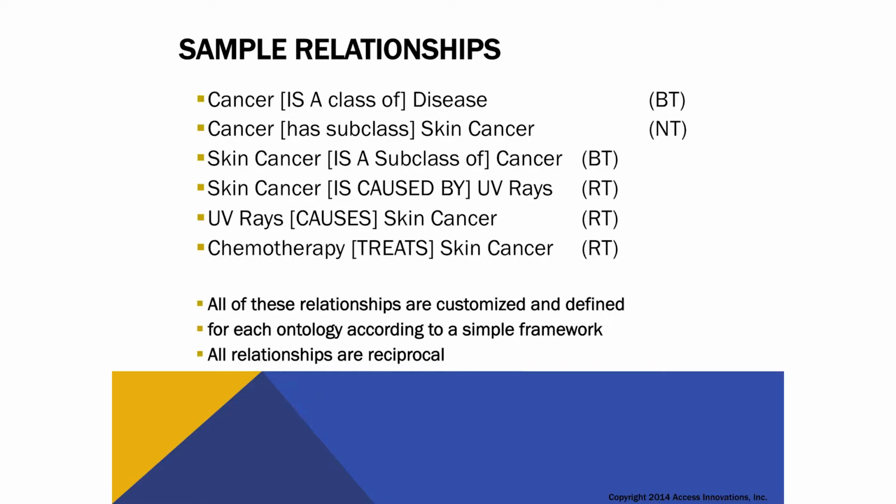Aha, my formatting issues are getting back to me. But so, for example, in an ontology, you might say that a cancer is a class of disease, and that cancer has a subclass of skin cancer. That skin cancer is reciprocally a subclass of cancer. And so those are all examples of broader, narrower terms, but more specifically defined in an ontology.